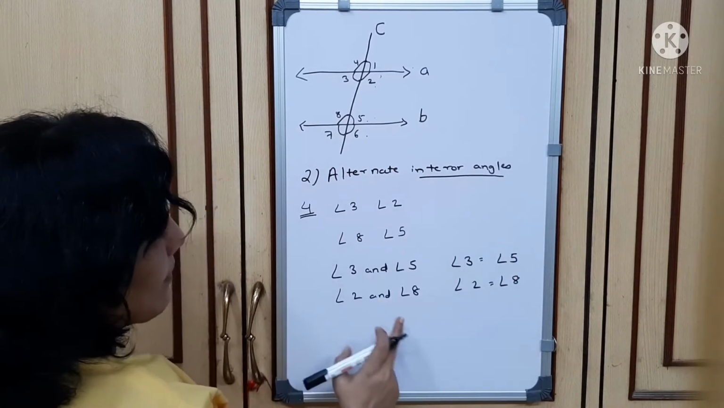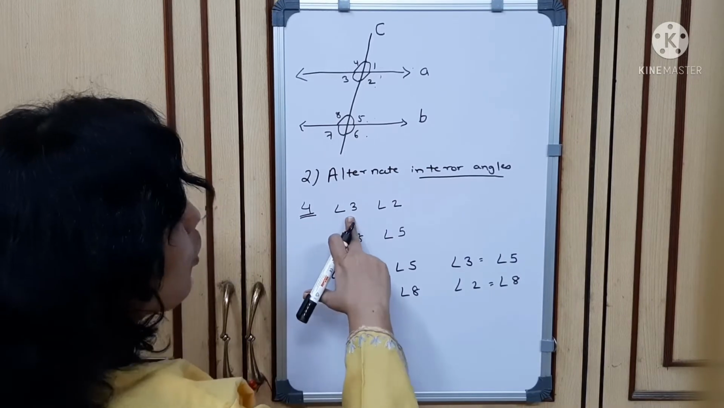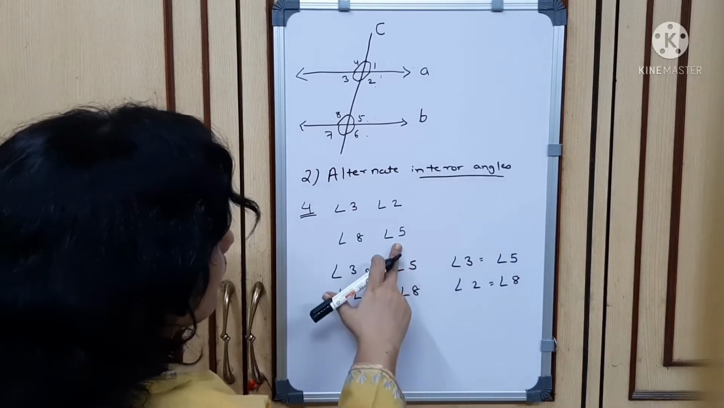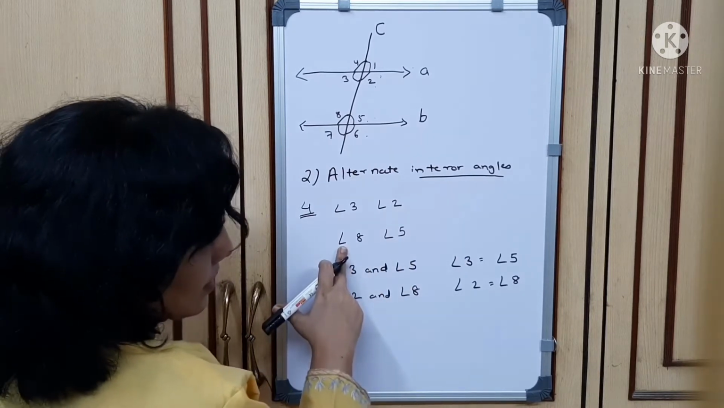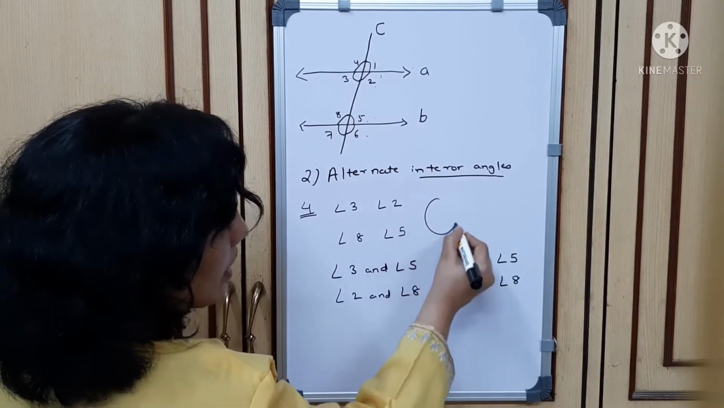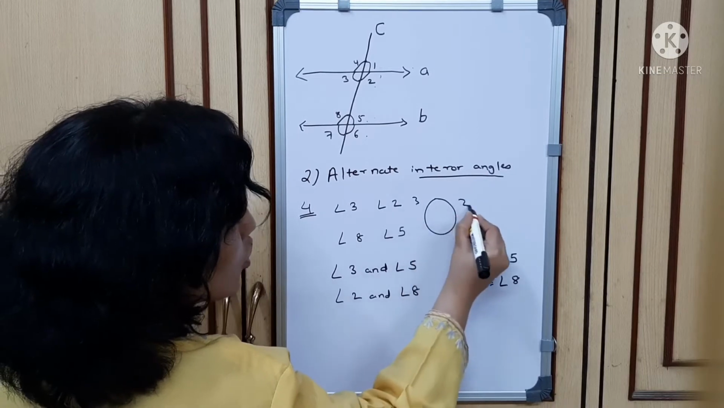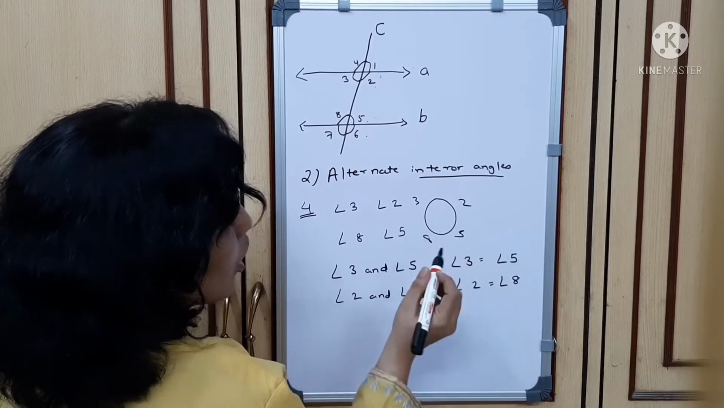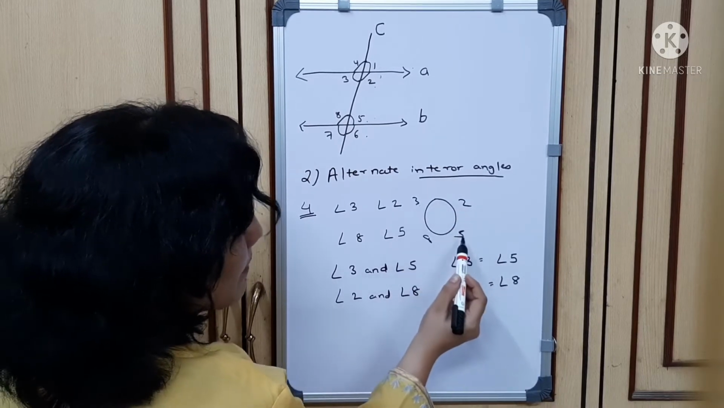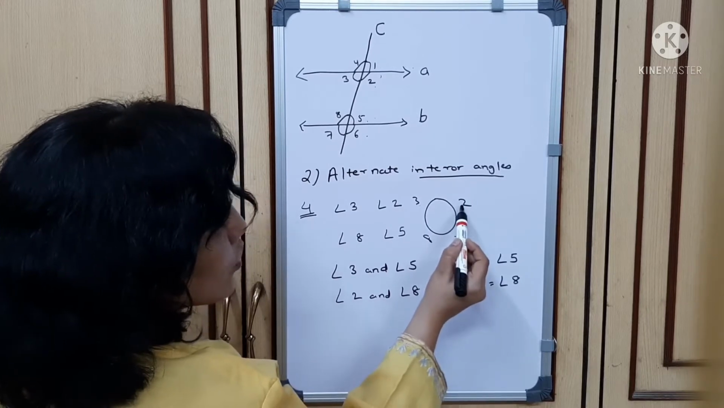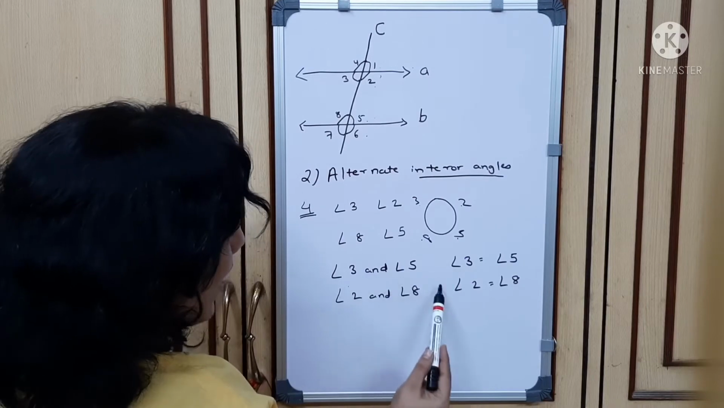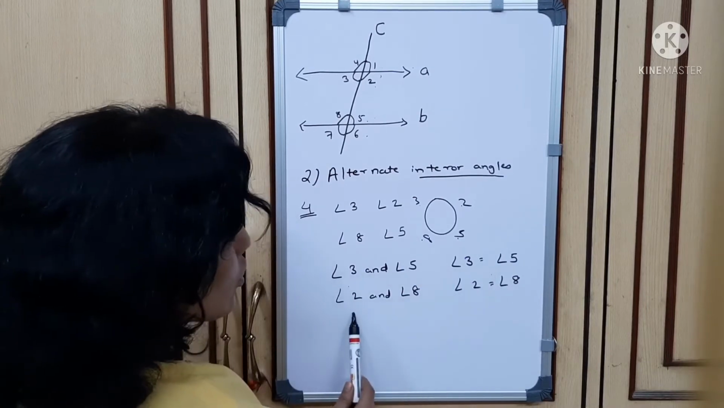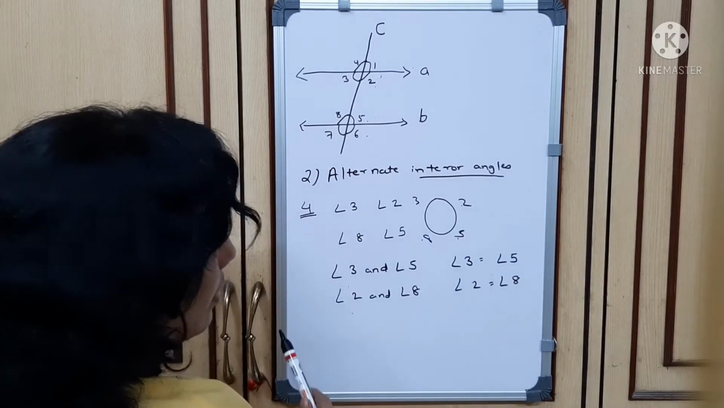The easy way to remember is 3, the alternate angle after that is 5. 2, the alternate angle after that is 8. If we are sitting in a circle, this is 3, 2, 5, 8. After 3, which is the alternate number? 5. After 2, which is the alternate number? 8. So 3 and 5 are equal and 2 and 8 are equal.